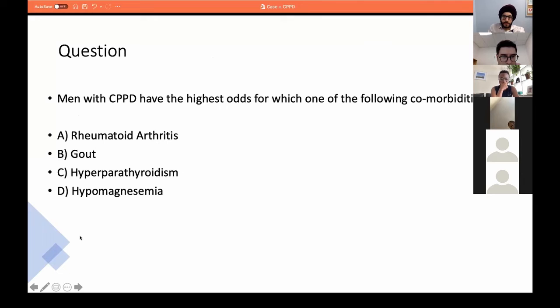Men with CPPD have the highest odds for which one of the following comorbidities? RA, gout, hyperparathyroidism, or hypomagnesemia? You can answer this poll. I'll give you a few seconds, and when enough participants have submitted their answer, I can display the results.